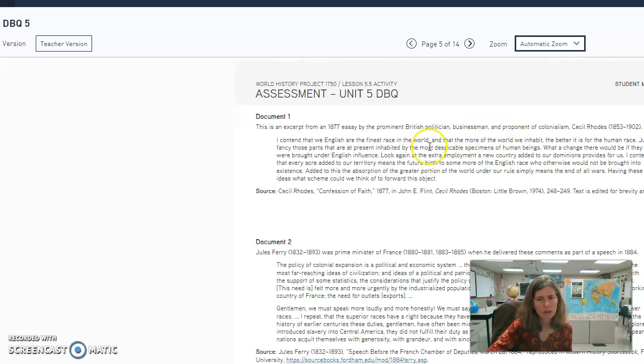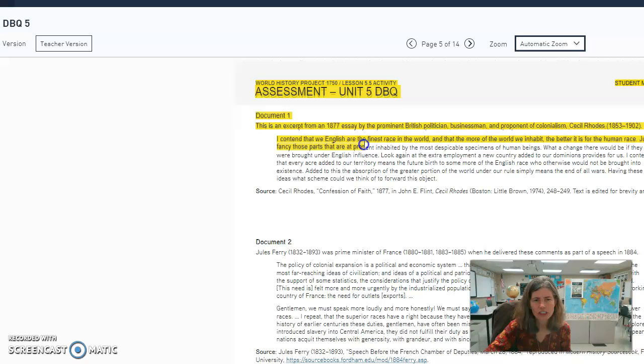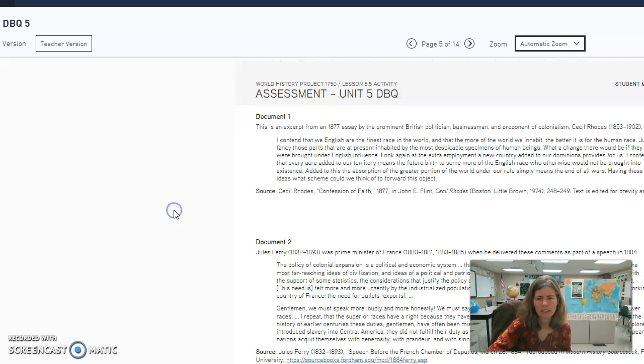So I look at the quote. Hopefully you've paused and you've written a sentence about Cecil Rhodes. I look at this sentence: "I contend that we English are the finest race in the world, and the more of the world we inhabit, the better it is for the human race." What is his reason for inhabiting another place where he wasn't born? Okay, you're going to draw that conclusion, and your conclusion is valid.